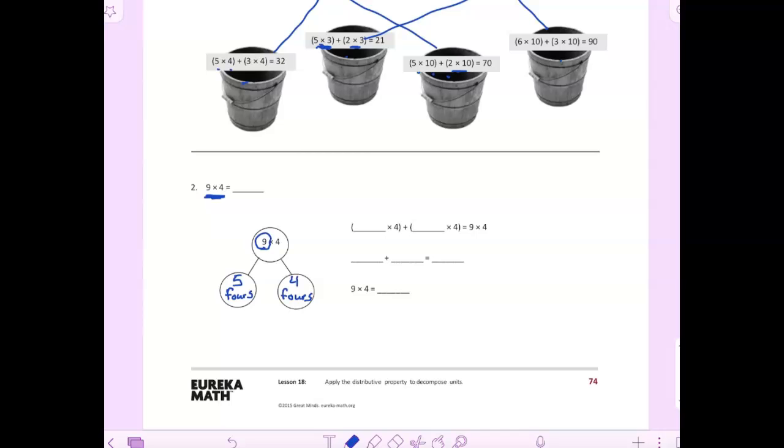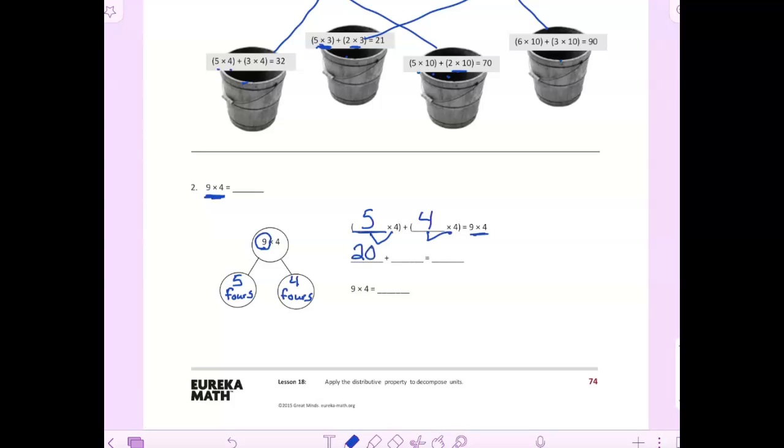Now I'm going to fill in my distributive property. So I have 5 times 4 and 4 times 4, and that's equal to our 9 times 4. Now we need to break this down and multiply each of those. 5 times 4, I remember that's one of our facts, one of our first facts we learned, is 20.